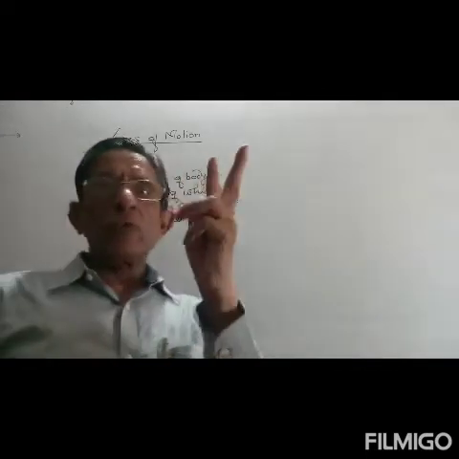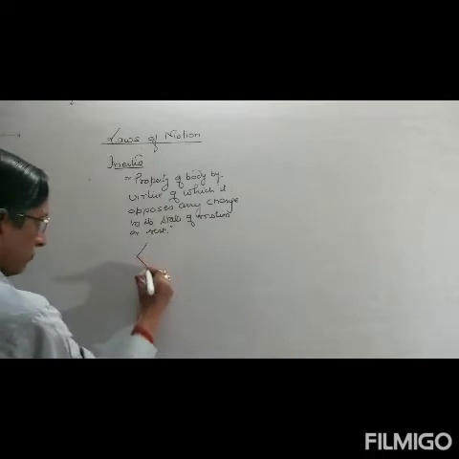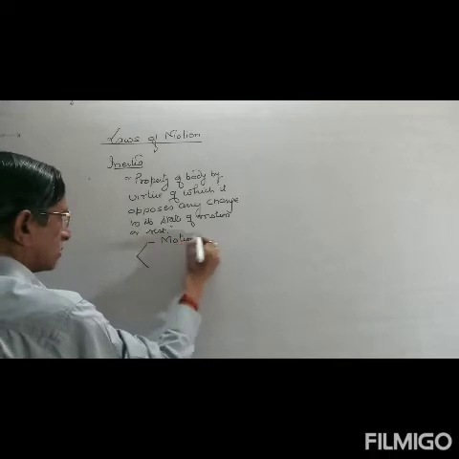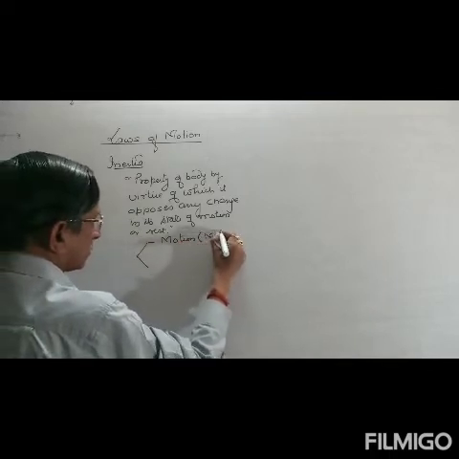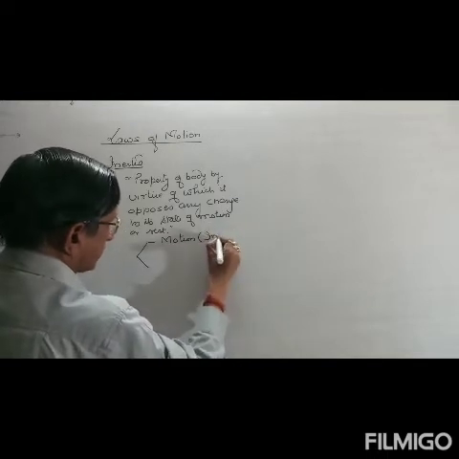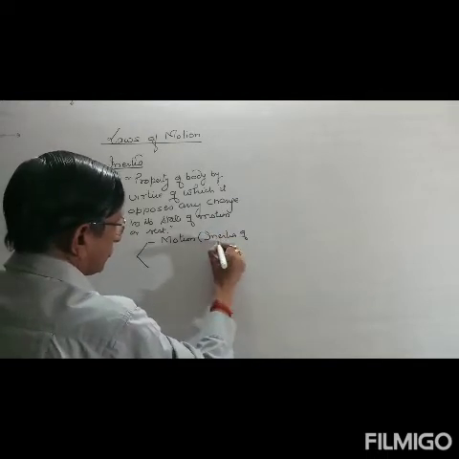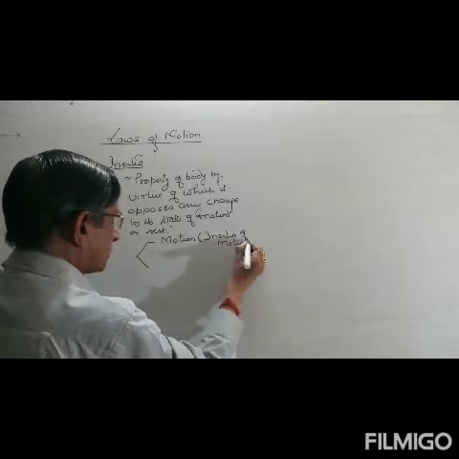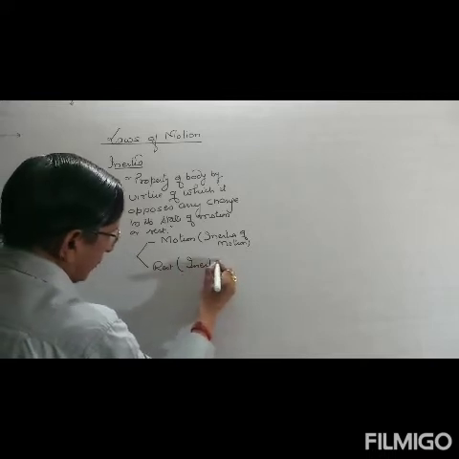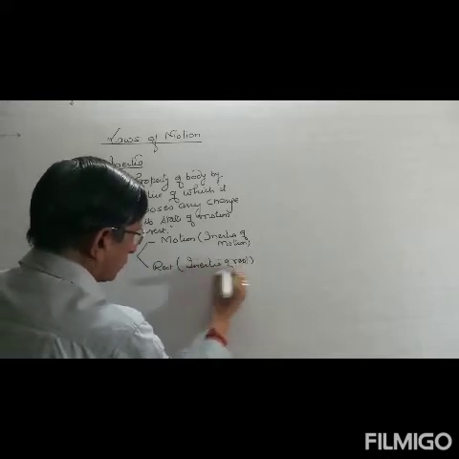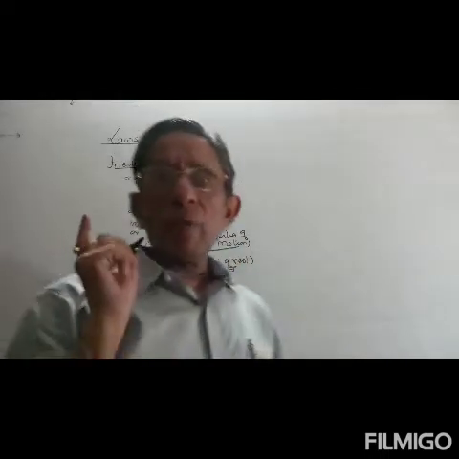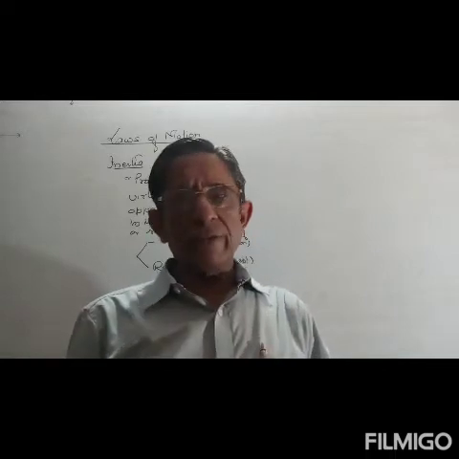So inertia is of two types. One is called inertia of motion, and the second one is called inertia of rest. So inertia is of two types. One is called inertia of motion and one is called inertia of rest.